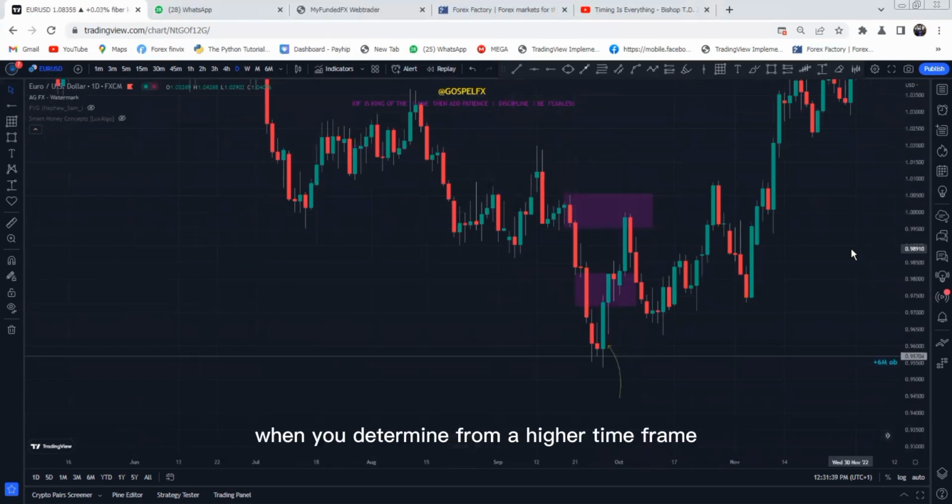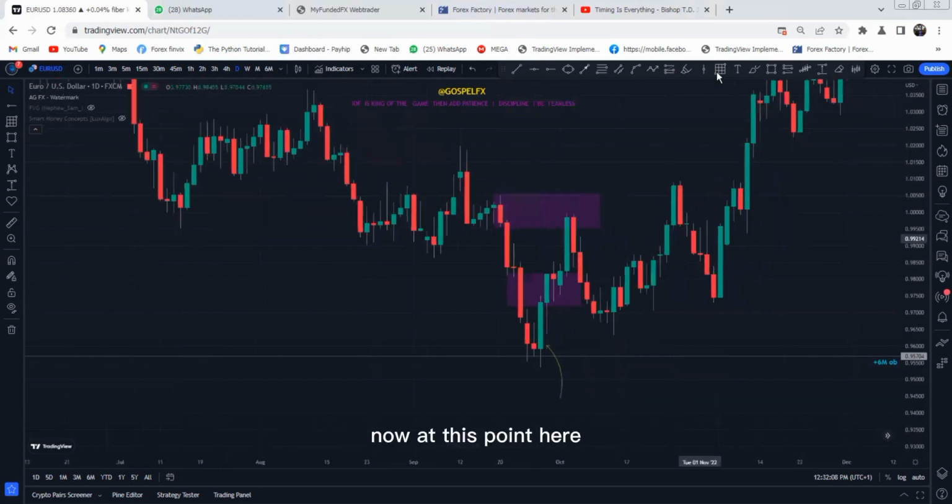Now, when you determine from a higher time frame what price is doing, which means that you have gotten your IOF direction, right? You have understood what the institutions are planning to do. The next thing for you to confirm that is to look into your market structure now, right? So market structure here is like the second in command. You don't look at market structure when you haven't checked your IOF, right?